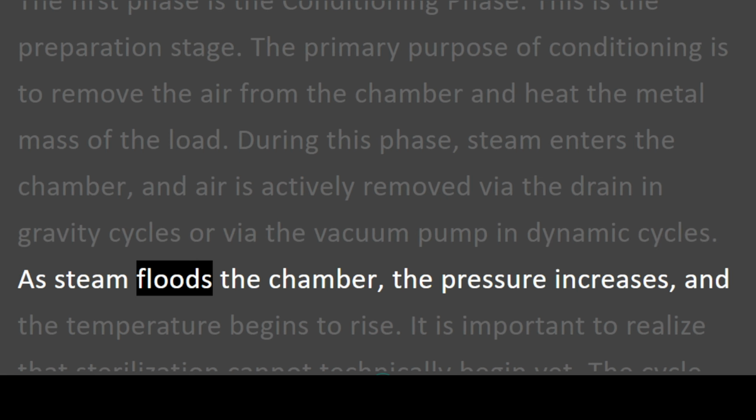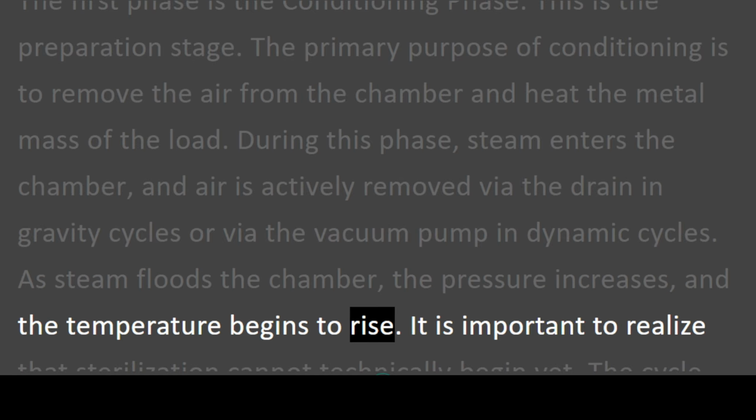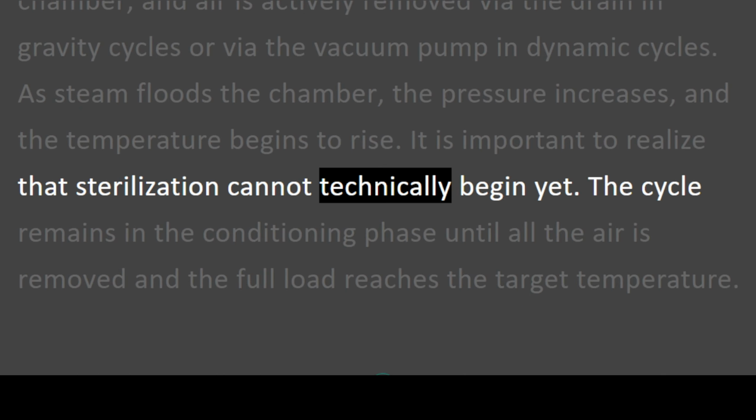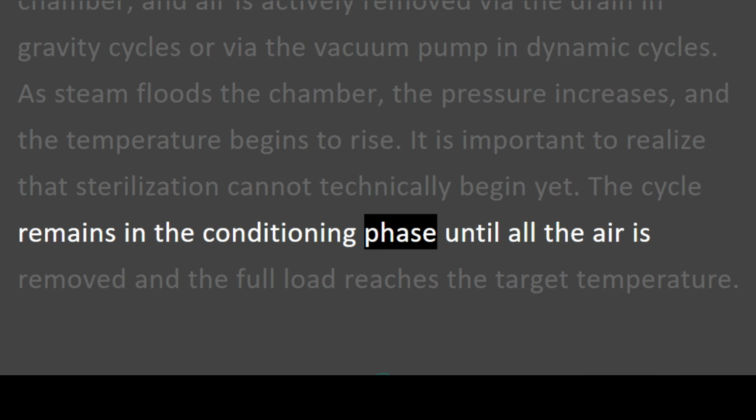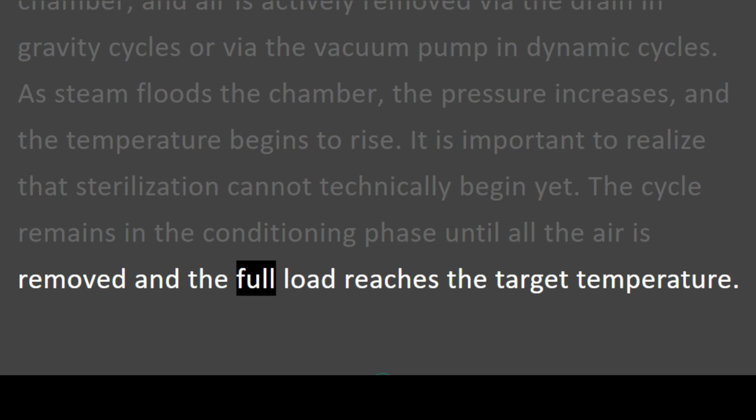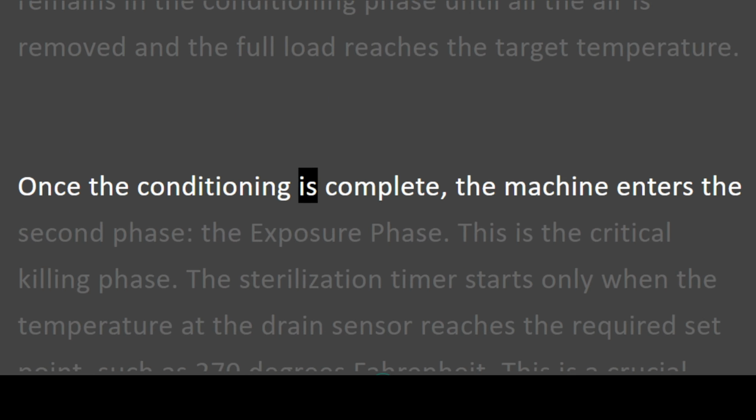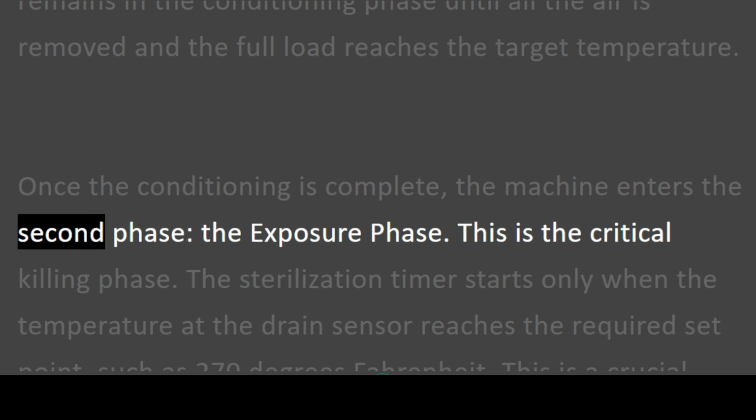As steam floods the chamber, the pressure increases, and the temperature begins to rise. It is important to realize that sterilization cannot technically begin yet. The cycle remains in the conditioning phase until all the air is removed and the full load reaches the target temperature. Once the conditioning is complete, the machine enters the second phase, the exposure phase.